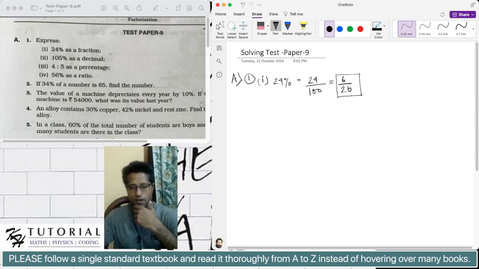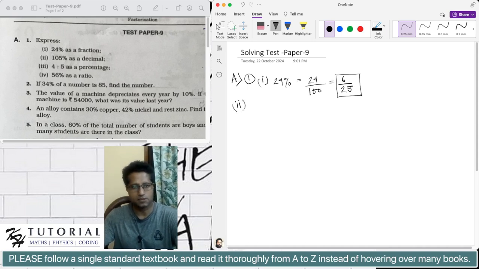Now if I make any kind of silly mistakes, I will not focus on them. I will focus on the concepts and the method that I am applying to solve the problems. Okay.